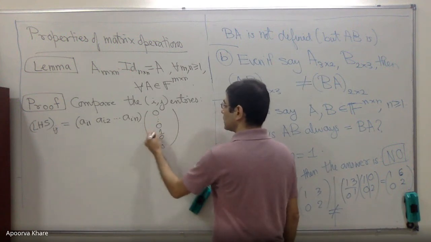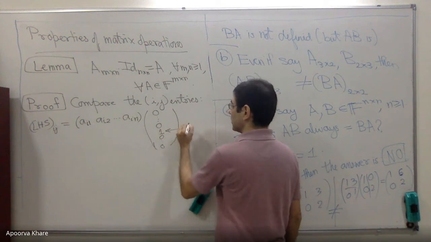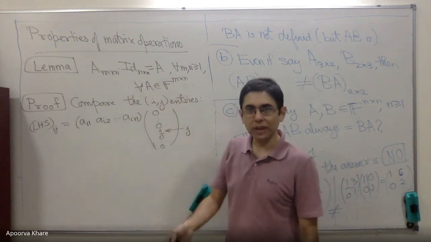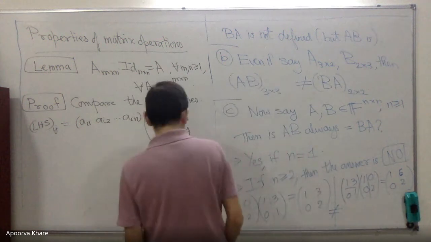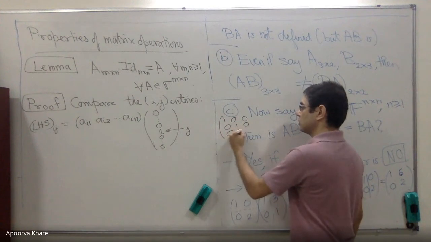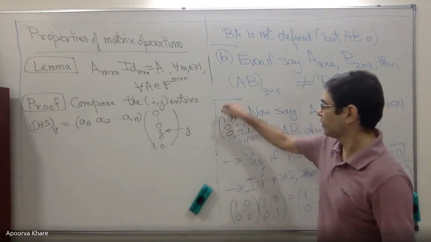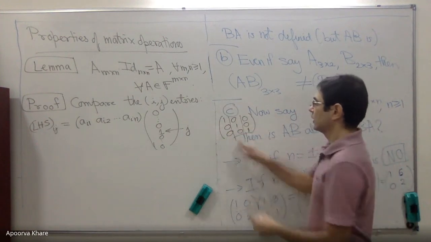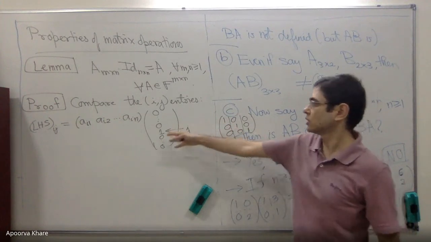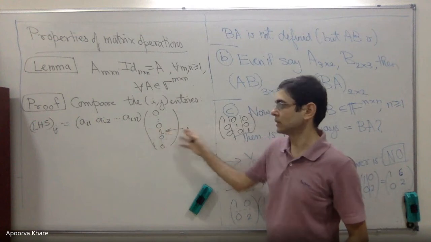What is the jth column? The 1 is in position j in the identity, right? Remember the identity matrix was just 1, 0, 0, 0, 1, 0, 0, 0, 1, the 3 by 3. The first column, the 1 is in the first place. The second column, the 1 is in the second place, and so on. So the jth column of the identity matrix has the 1 in the jth place.